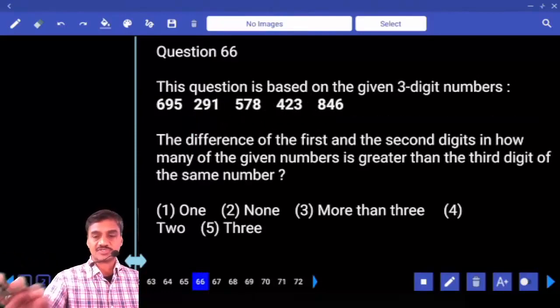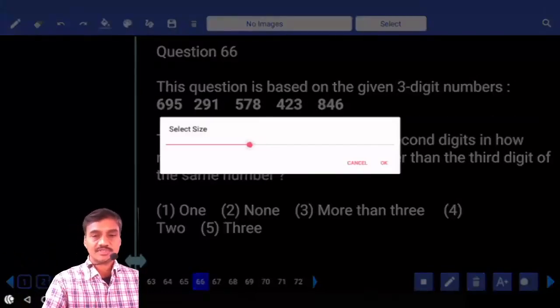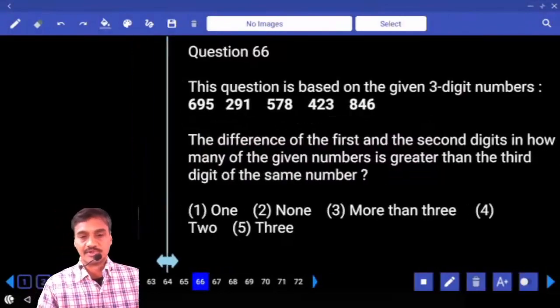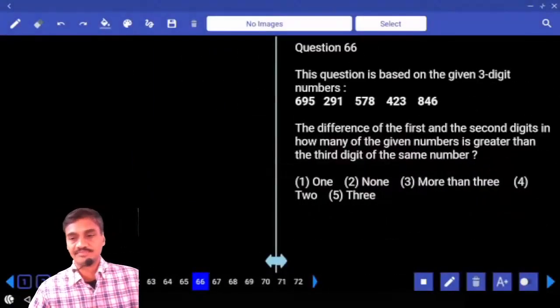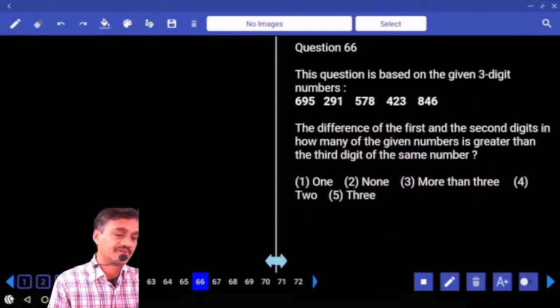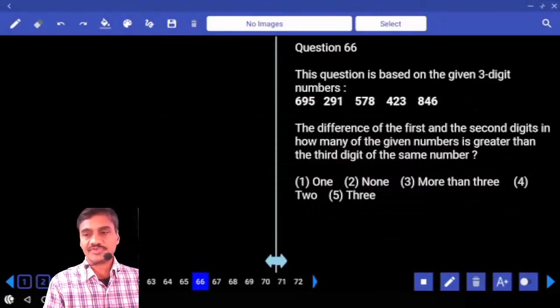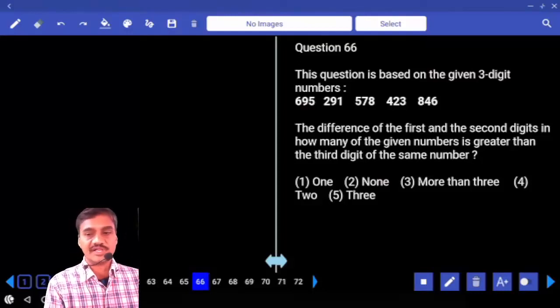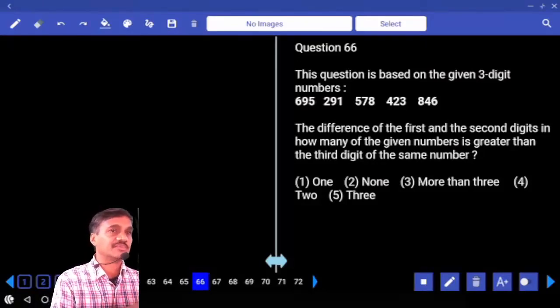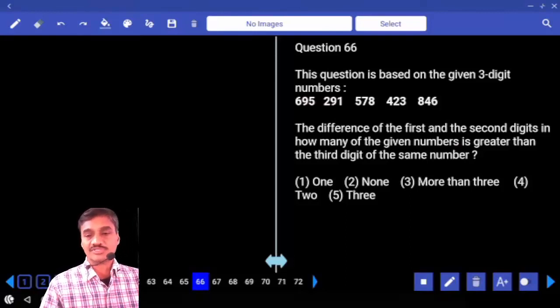Question number 66 onward, these 5 are based on a set of numbers. Now in this set of numbers, first priority or the second priority? Definitely under the first priority itself. Then the difference between the first and the second digits in how many numbers is greater than the third digit of the same number or not? What is your answer in this case?